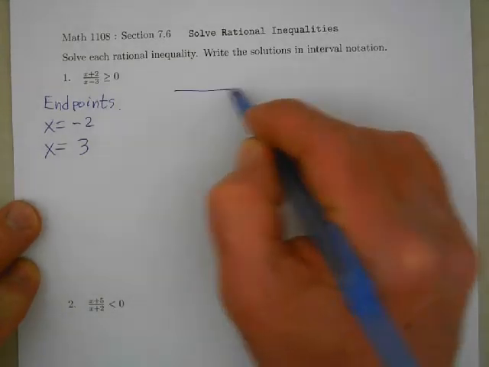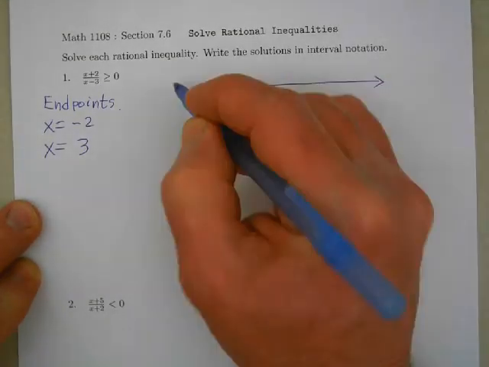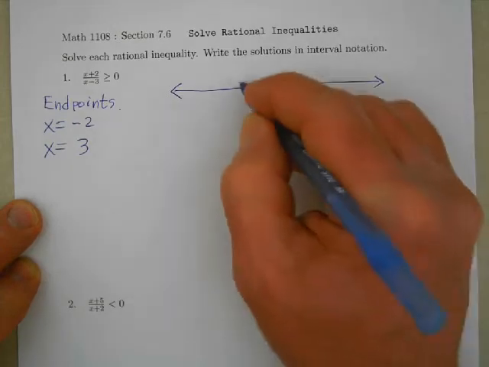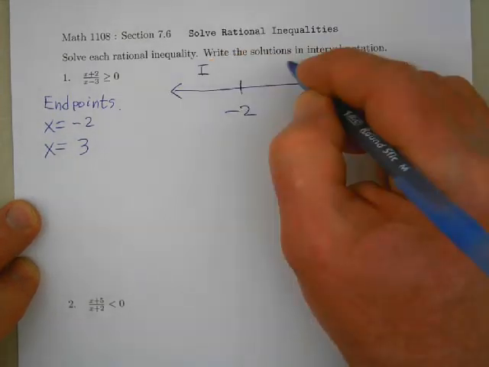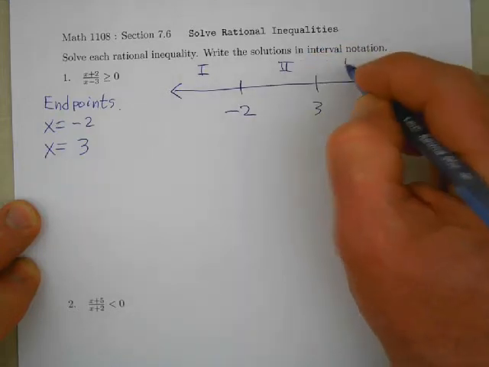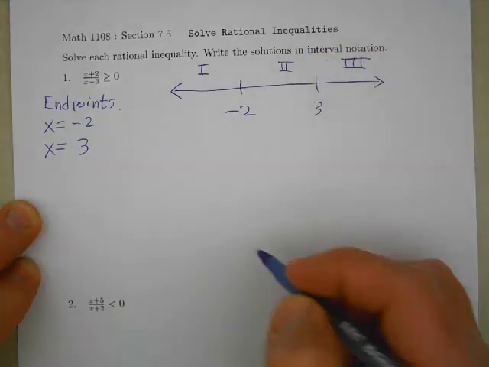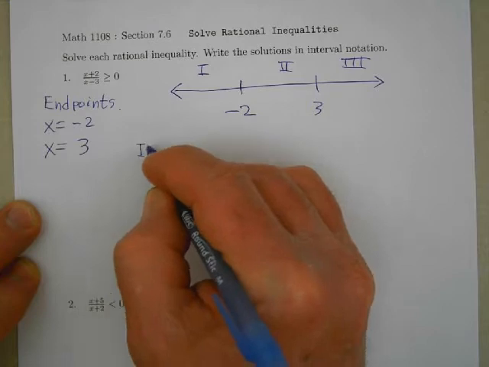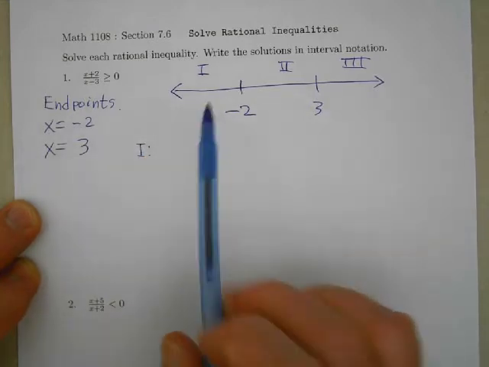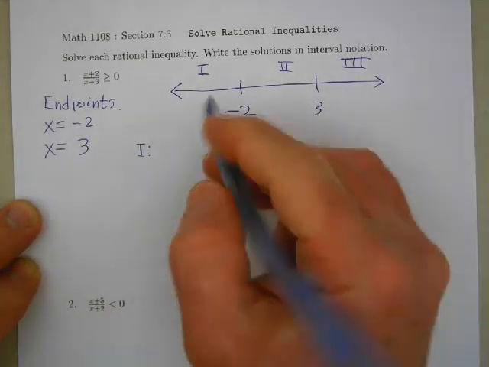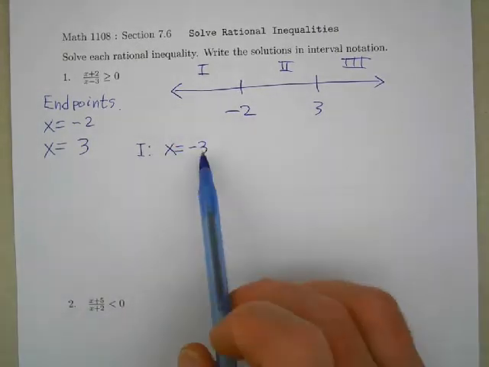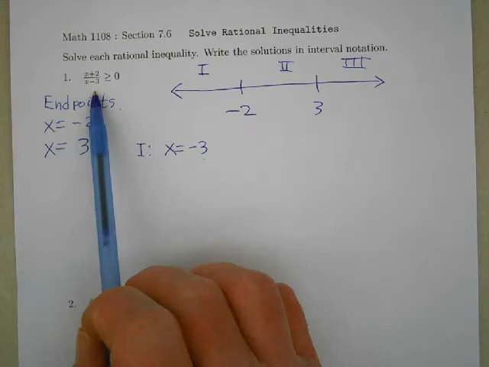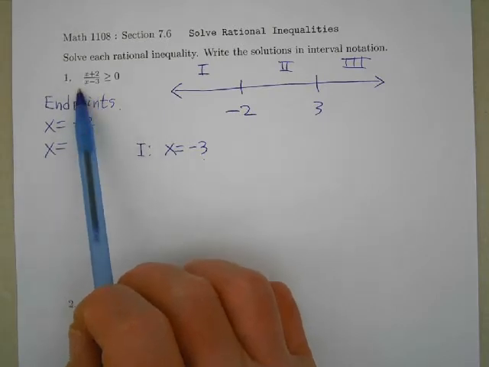So we draw a number line, and then we plot the endpoints. -2 is to the left of 3. And so those two endpoints divide the number line into 3 separate intervals. And we're going to pick a test point from each interval. For the interval on the left, I'll pick x to be -3. And what we do with our test point in the inequality is replace every x with the test point.